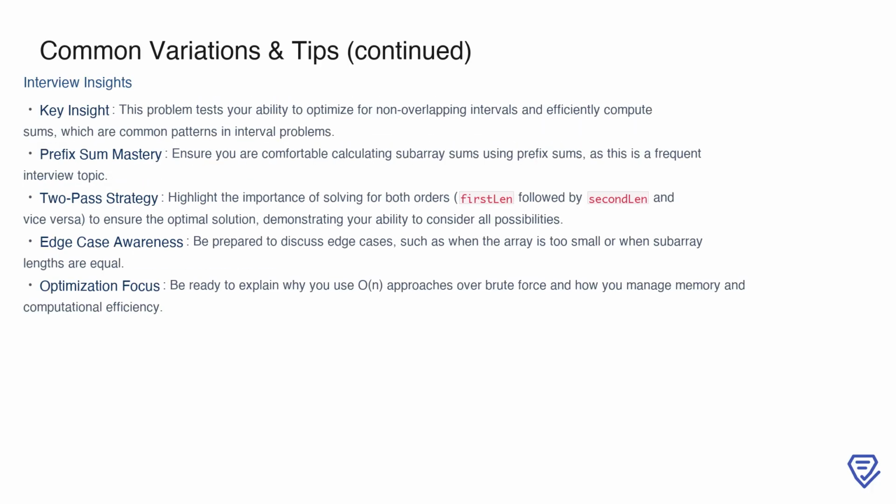This problem is a strong test of your ability to optimize for non-overlapping intervals and efficiently compute sums, both of which are common patterns in interval-related problems. Mastery of prefix sums is particularly important, as it allows you to compute subarray sums efficiently, a skill that frequently comes up in interviews. Another key insight is the necessity of solving for both orders of subarrays, first len followed by second len and vice versa, to guarantee the optimal solution. This shows a thoughtful approach to considering all possibilities.